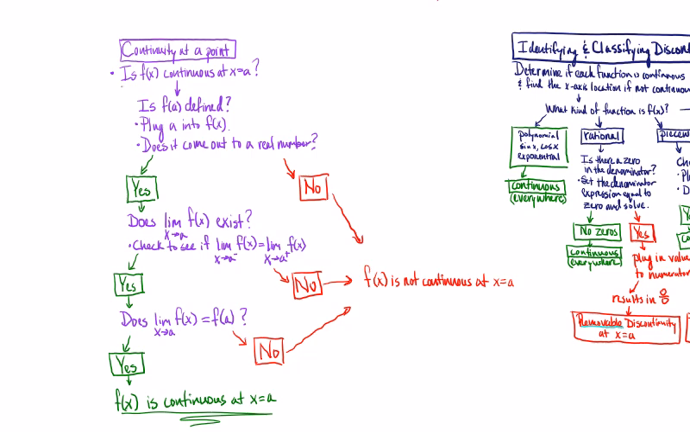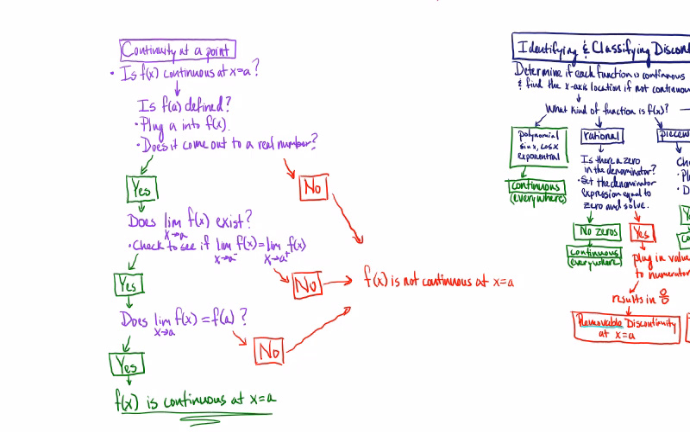And so if you're given a function f of x and a point a, the first thing you check is, is f of a defined? What that means is you plug in a to f of x. If it comes out to a real number, you keep moving forward. If it's no, then that means the function is not continuous at x equals a, right?